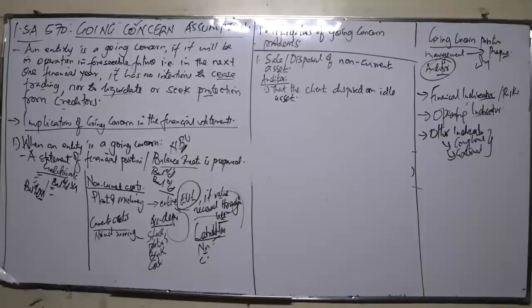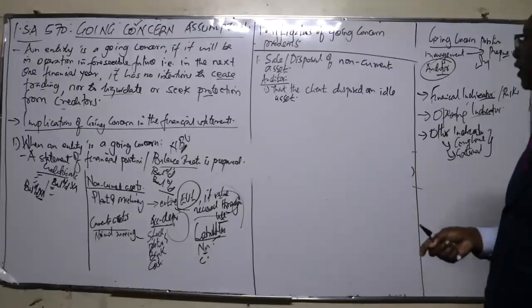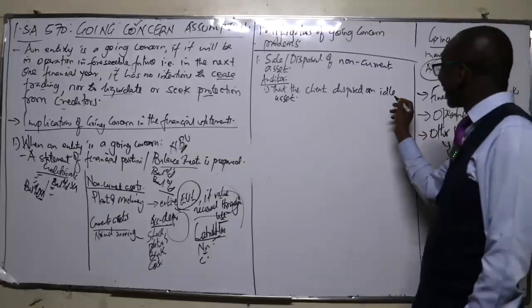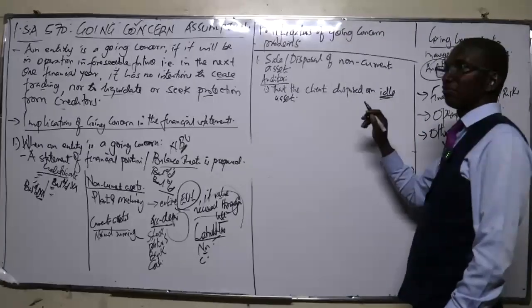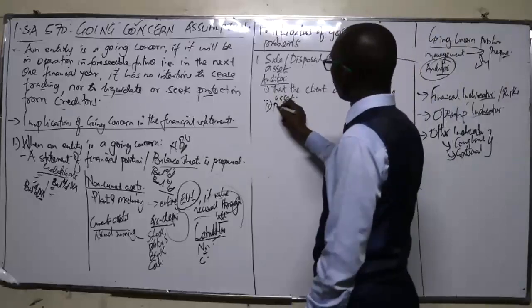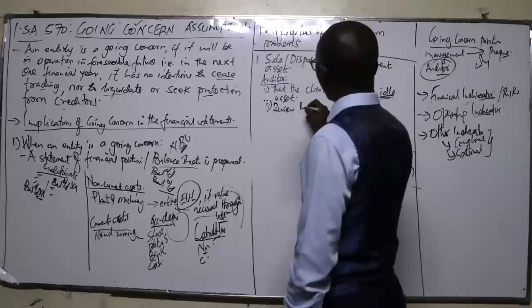At personal level, you are not able to raise rent, so you dispose of the gas cooker to pay rent. Then in the evening, you can't cook. You're falling from one problem to another complicated problem. So as an auditor, you want to confirm that the client has disposed of an idle asset, but not an actively utilized asset.